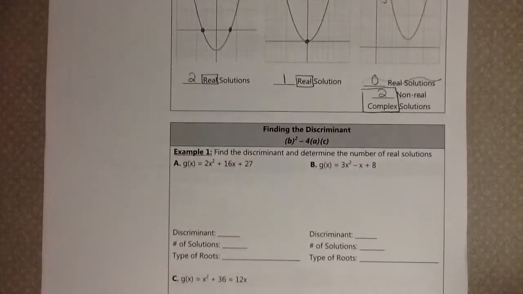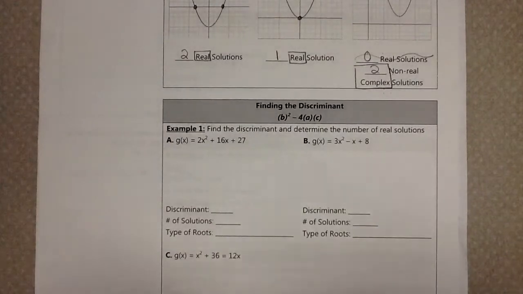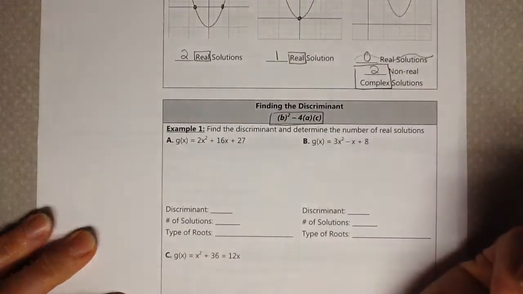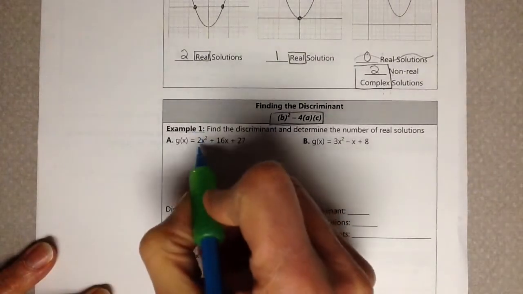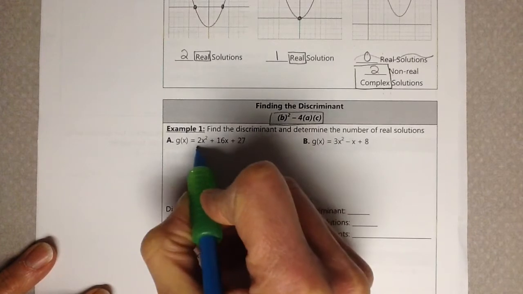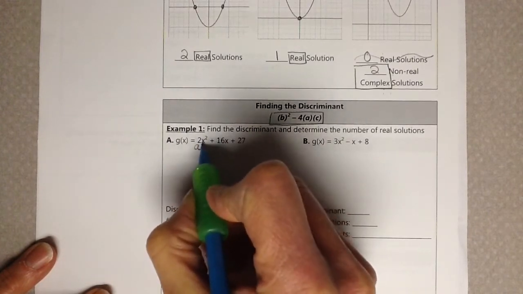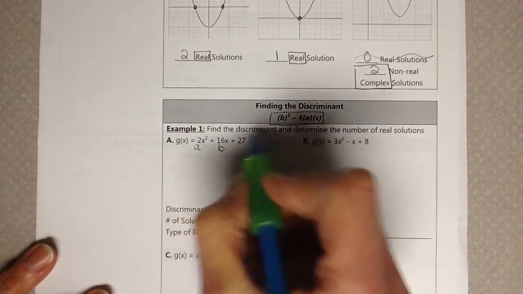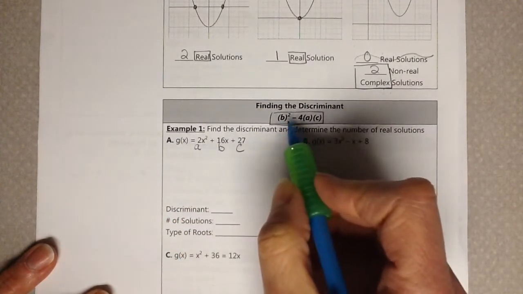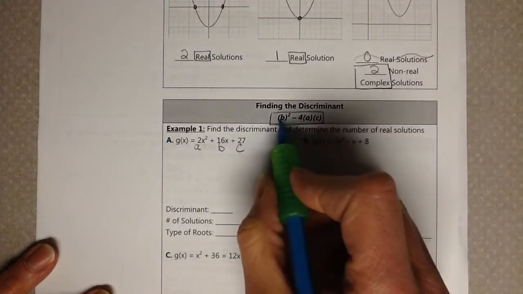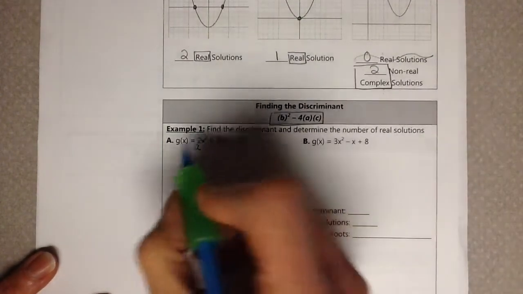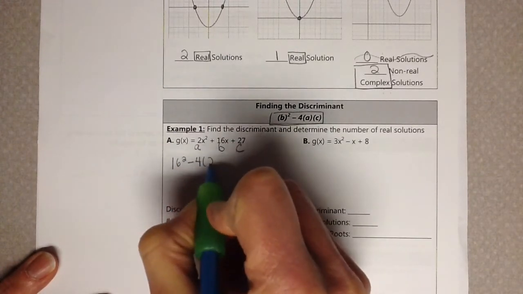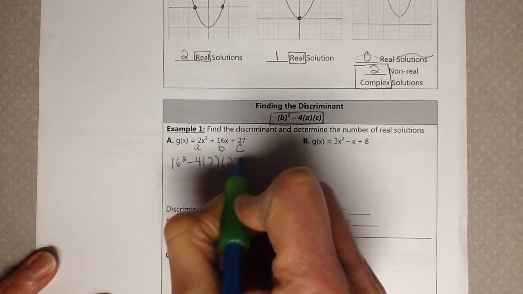Okay, let's go ahead now and work with the discriminant. When you use the discriminant, this is what you use. So just like we did before when we factored, we want to put this in standard form. In front of the x squared is a, in front of the x is b, and the constant is c. So all we're going to do basically for today is just plug numbers in and simplify. So we're going to do b squared minus 4 times a, which is 2, times c, which is 27.